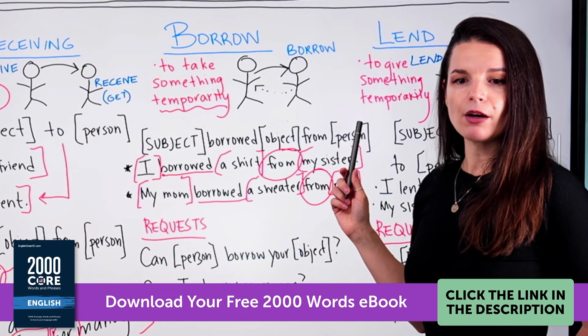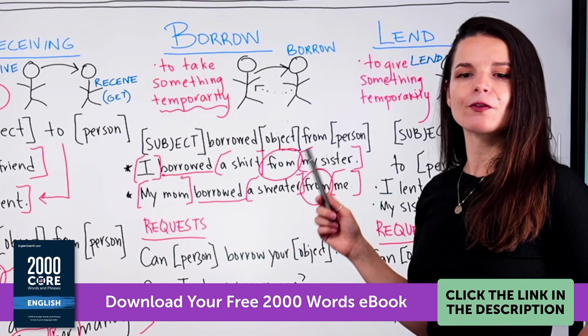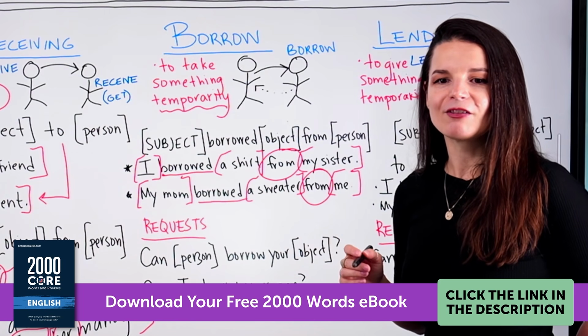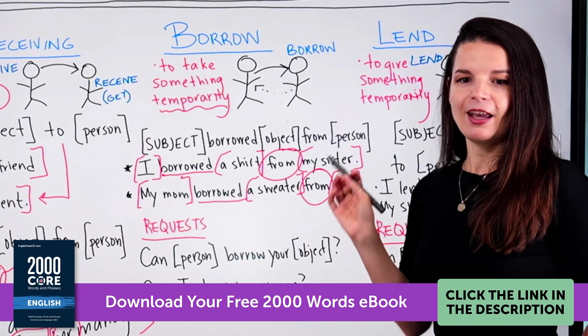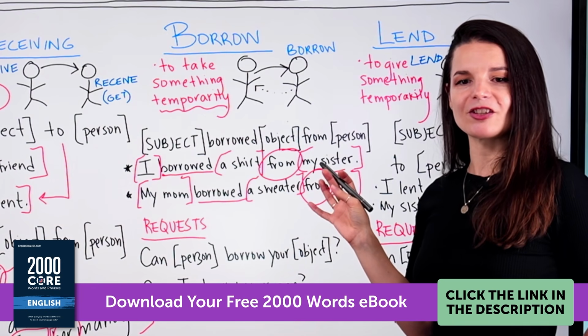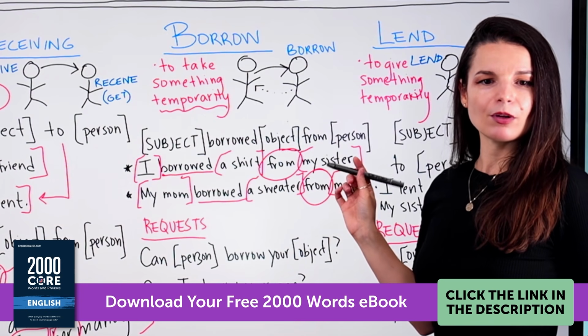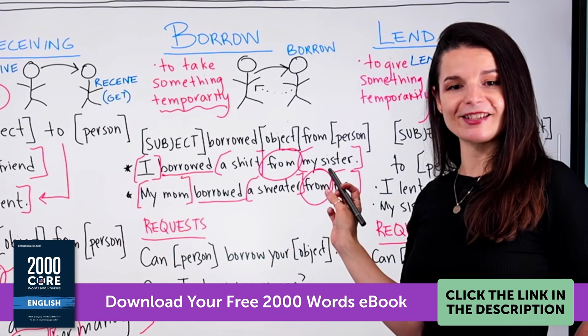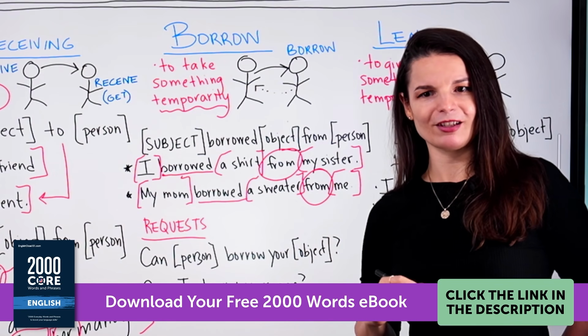Vedant wrote, I borrowed a book from the library and read it over the weekend. Perfect, very nice. Nahora wrote, Andres borrowed an eraser from Natalie. Perfect. Patrick wrote, I borrowed a school bag from my cousin to go to college yesterday. Nice one. On Facebook, Fernando, my brother borrowed $500 from my sister. Very nice. Nice examples, everybody. Crushing it. I love that.